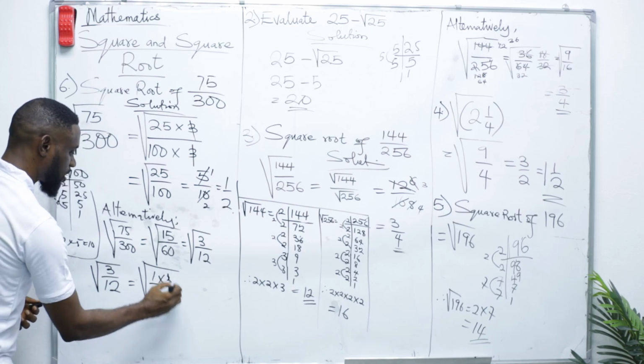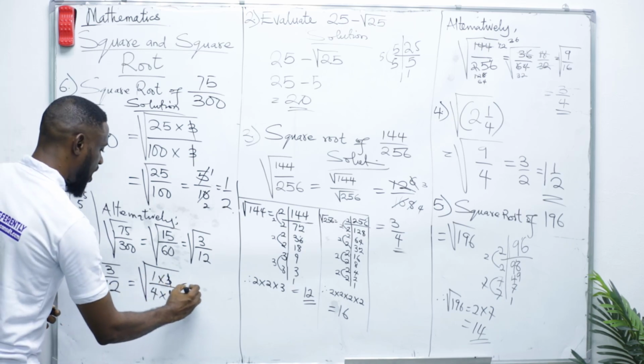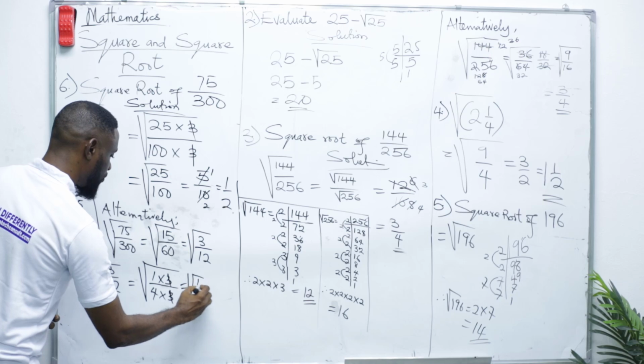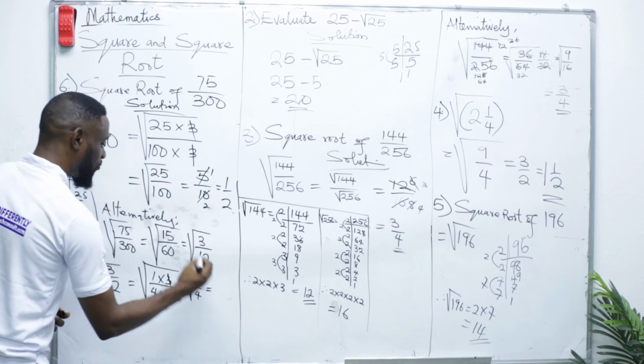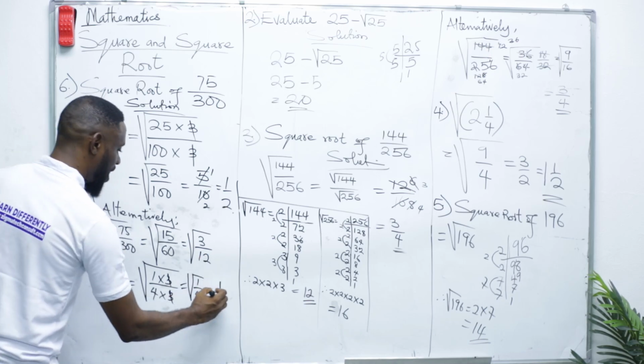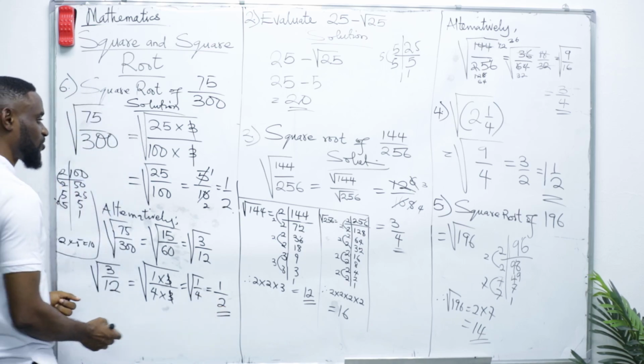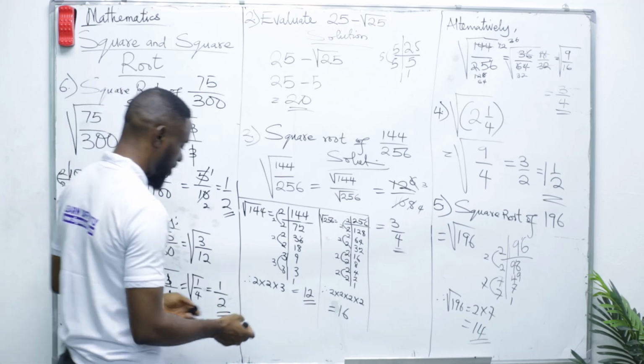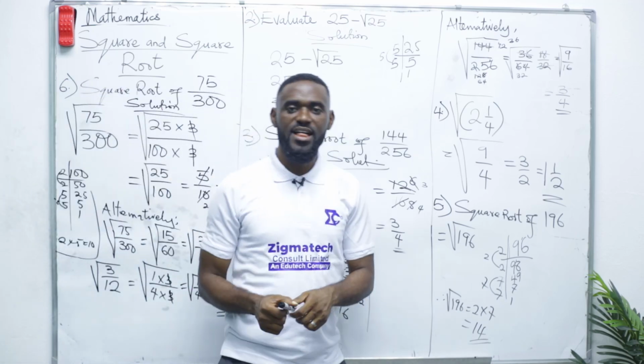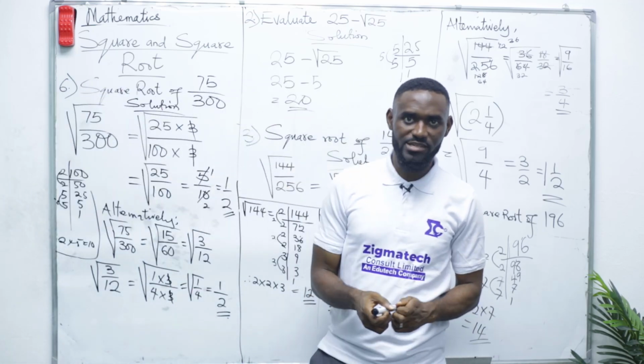This 3 cancels this 3. And what we have here now is square root of 1 over 4. So square root of 1 is 1, while square root of 4 is 2. So it's still 1 over 2. So either this way or this way, you will still arrive at the same answer.